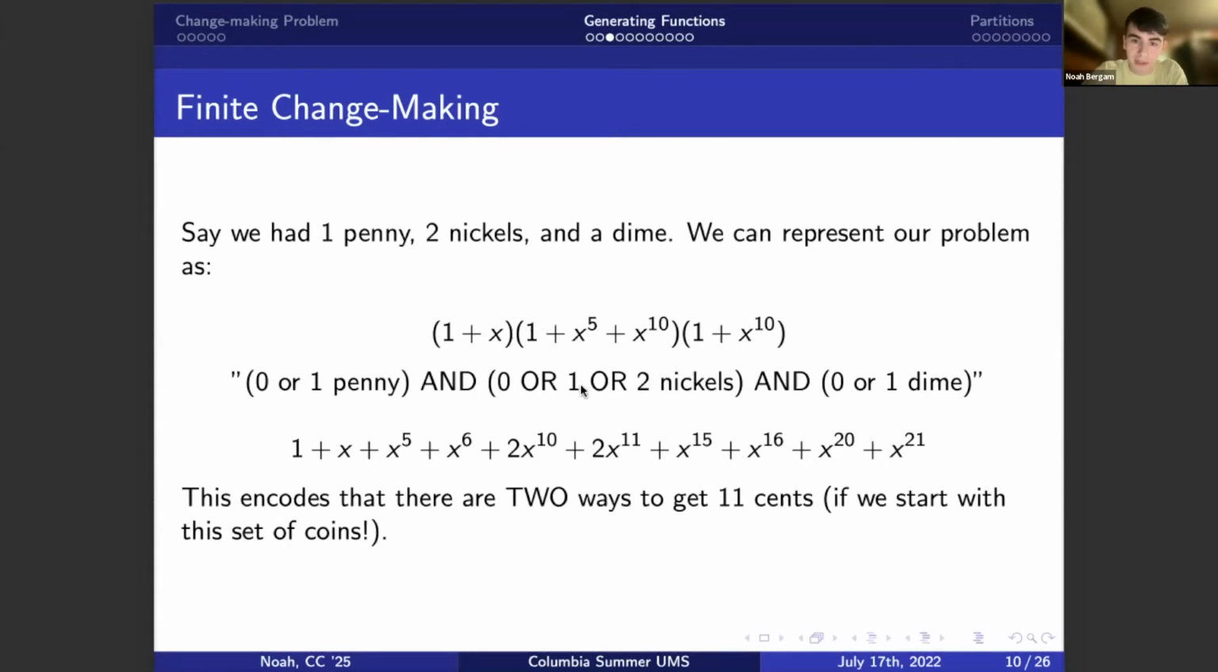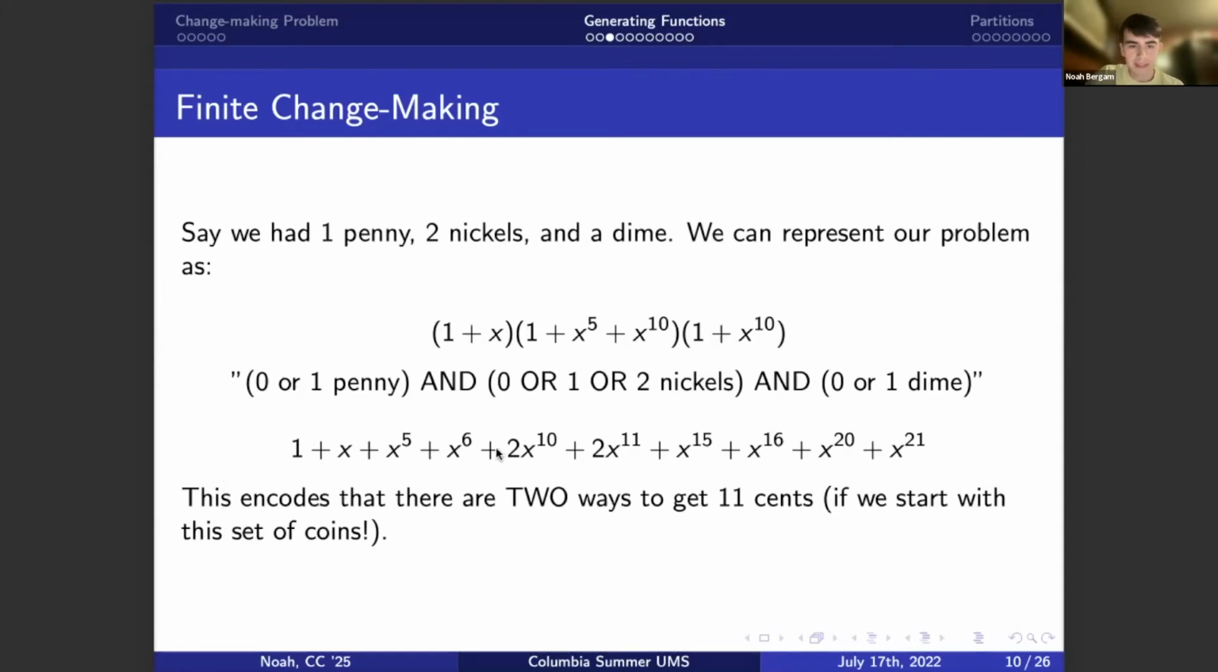x to the 5th is 1 nickel, obviously, because a nickel is 5 cents, and 2 nickels corresponds to x to the 10th. And then you're also choosing between dimes, right? You can choose 0 dimes or 1 dime, right? And that might be a long-winded way of going about this, but when you multiply this polynomial out, you get every answer you could possibly ask for in this problem.